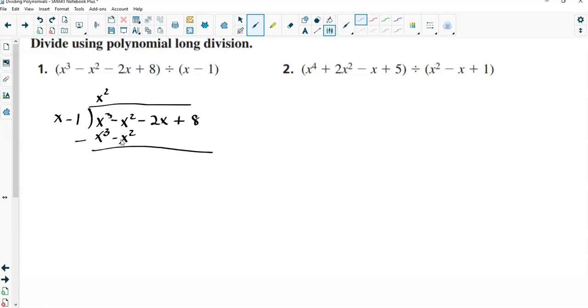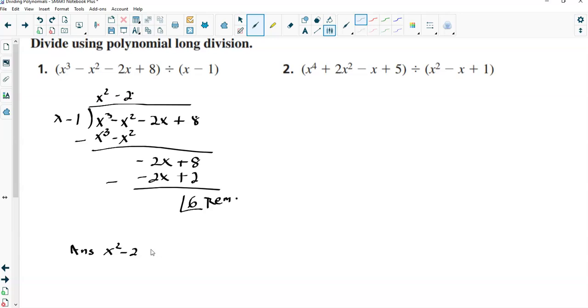Subtract. Notice that cancels, this cancels. So lower the negative 2x plus 8. Negative 2x divided by x is negative 2. Negative 2 times x is negative 2x. Negative 2 times negative 1 is positive 2. So subtract, 8 minus 2 is 6. And negative 2x minus negative 2x is 0. So here is my remainder. So the answer is x squared minus 2 plus 6 divided by x minus 1.